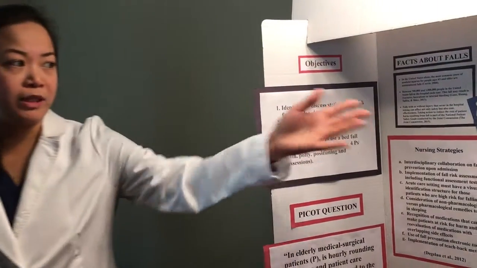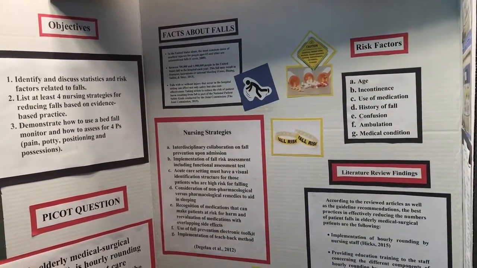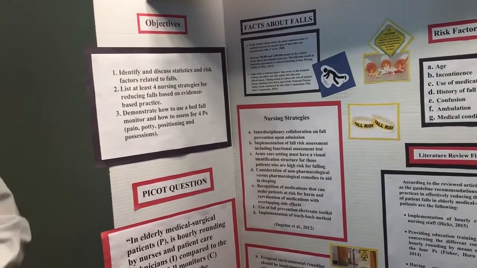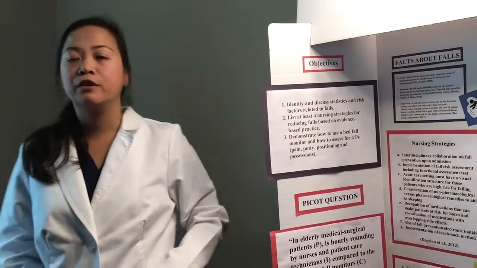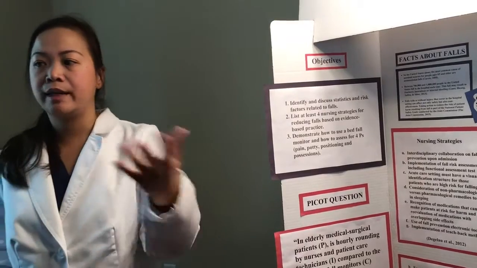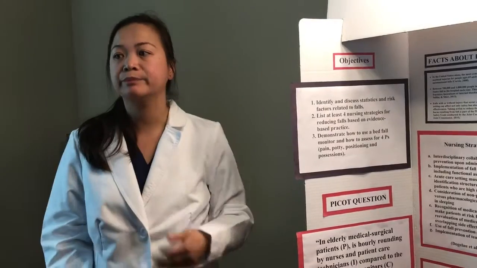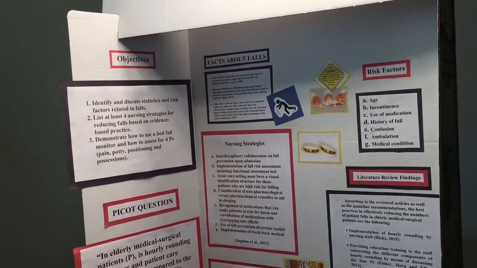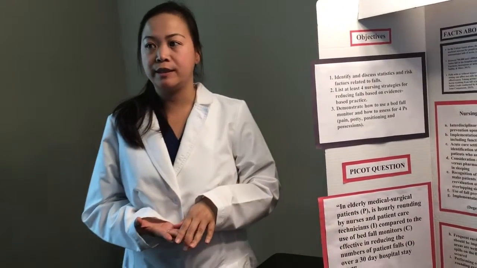Now let's talk about risk factors. The following risk factors associated with falls are age, incontinence, use of medication such as pain medications and sleeping medications, history of falls, confusion, and ambulation, like if they need a walker or cane when they're ambulating. Another risk factor is medical condition, like if they have low blood pressure, osteoporosis, or vitamin D deficiency.